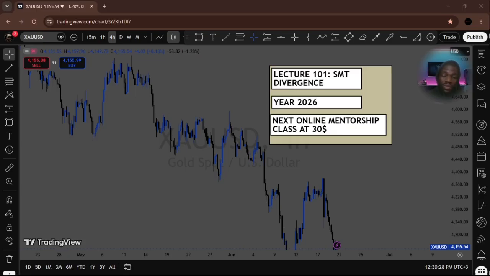in the market. In most cases, it is mostly used by ICT traders, and sometimes it's also used by SMC traders. These tools, if you put them in line with the market structure, I think that's where results start coming.